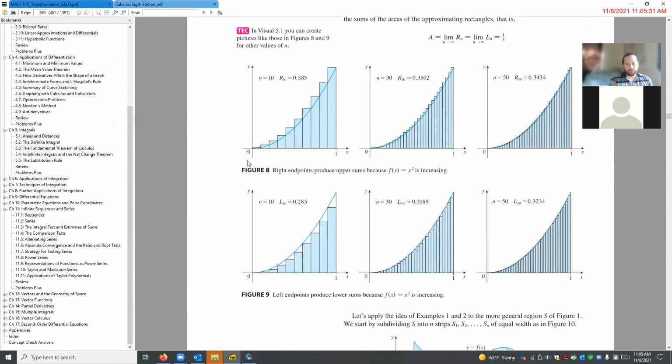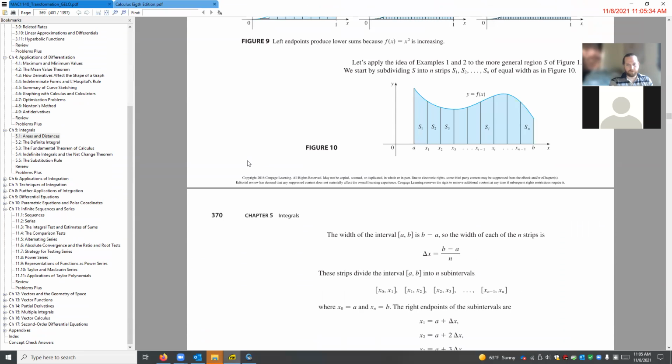So last time we worked through a bunch of examples like these, we saw how more rectangles equals more beta.